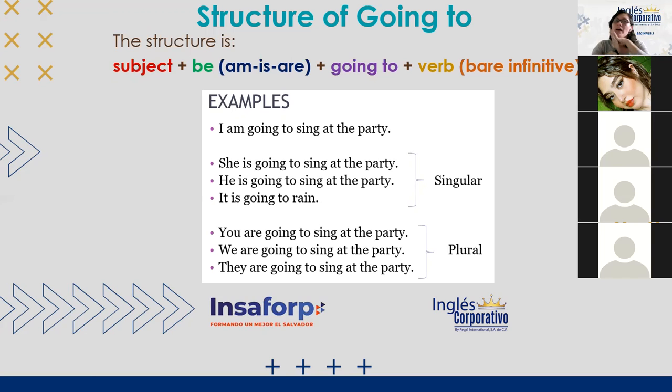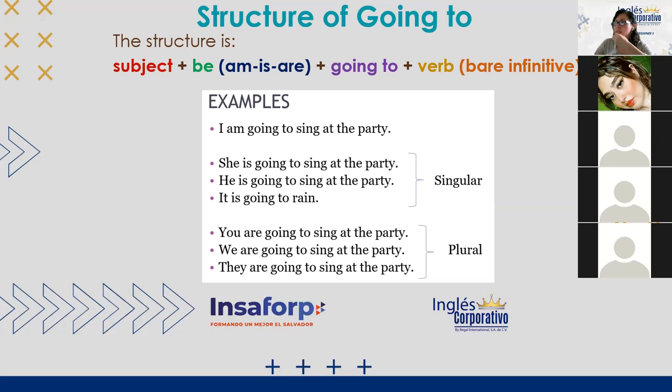Okay, so we have here subject, plus the verb be. Tenemos am, is, and are, right? Plus going to, plus the verb, que en este caso, pues, es un verb infinitive. Y, pues, en algunas partes lo vamos a usar de forma singular, en otras va a ser de forma plural, right? Entonces, esa estructura, ¿verdad? Que sí, se la voy a compartir. Okay, es la que vamos a utilizar para las oraciones afirmativas.